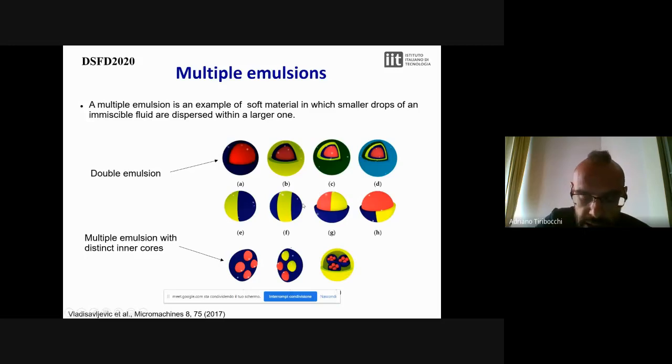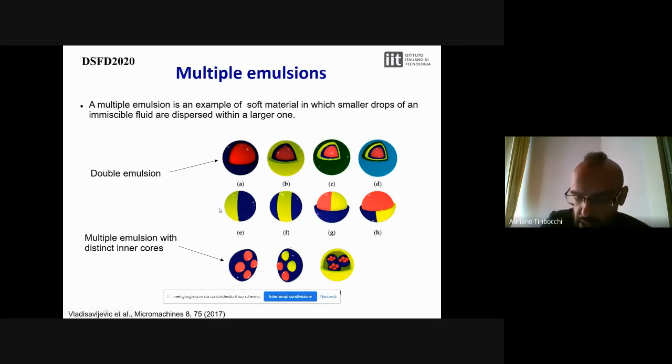And the system we are more interested in this talk is the last one here, in which you have so-called multi-core emulsions. Typically, you have several immiscible droplets, because there is a surfactant absorbed onto the interface, which prevents the coalescence of droplets, and they are dispersed within another phase, which can be, for example, oil, and the whole system is in turn dispersed in water. In this case, you have more than one droplet, two, three, depending on the area fraction or volume fraction we are considering.